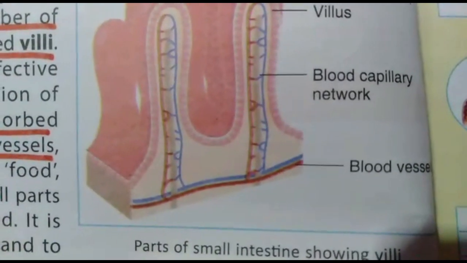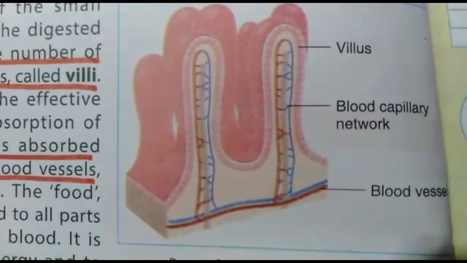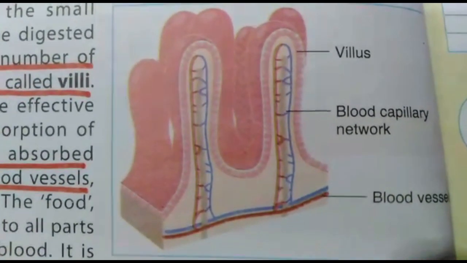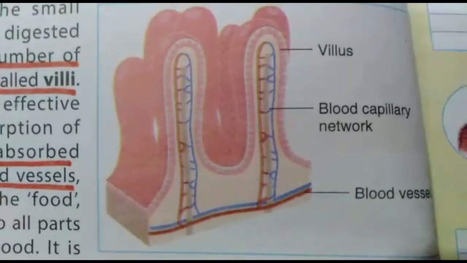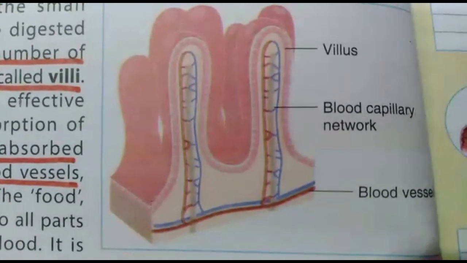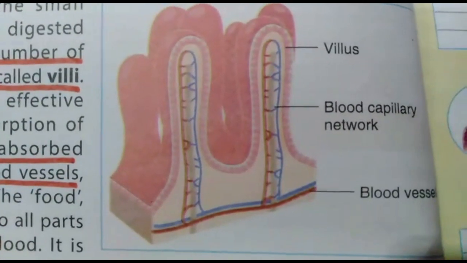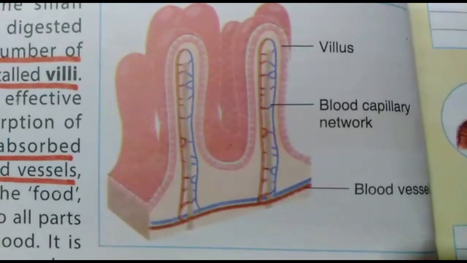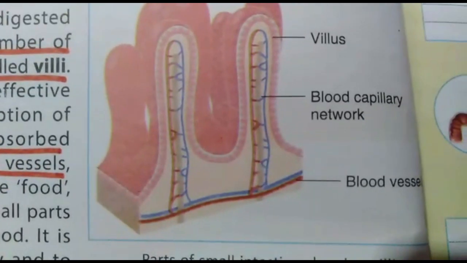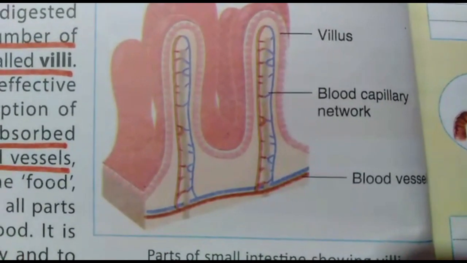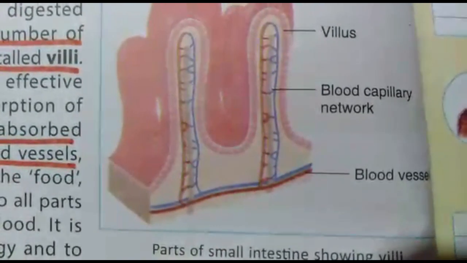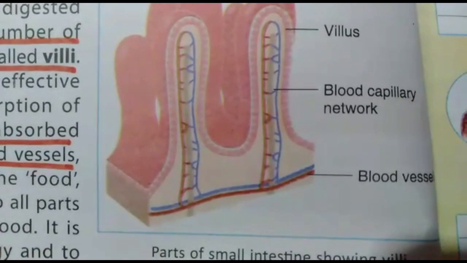It is a part of the small intestine, and in this diagram you are seeing small finger-like projections, which are called villi. What does the villus do? The main work of the villus is to do the absorption and increase the surface area. Now you are also seeing that a blood capillary network is there, red and blue in color. These are all the blood capillaries.